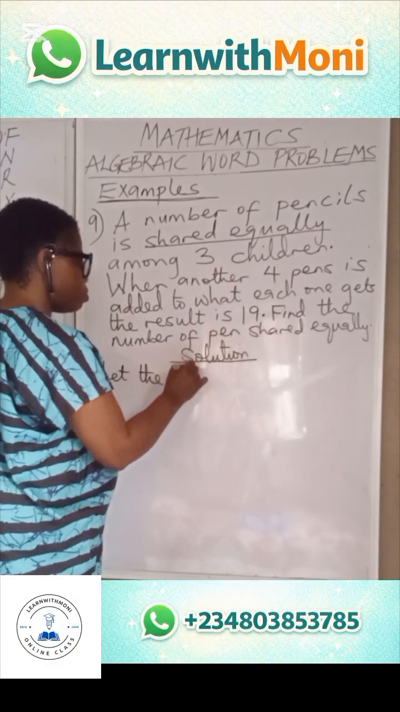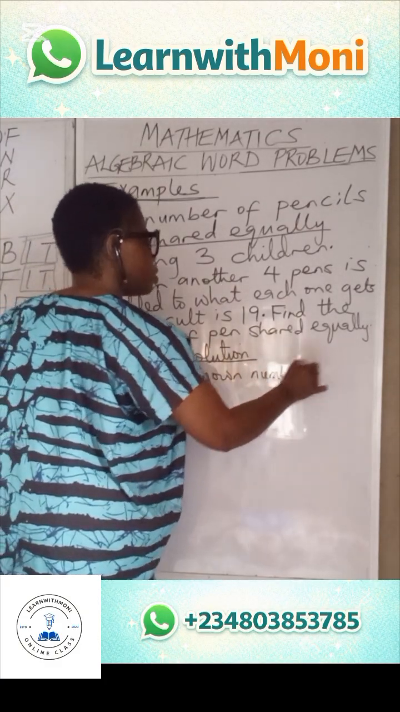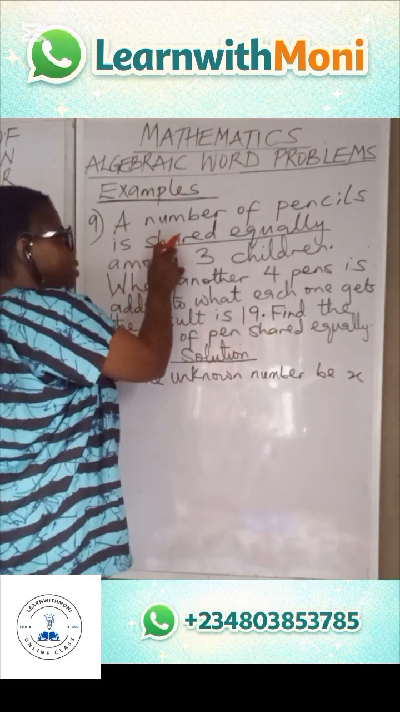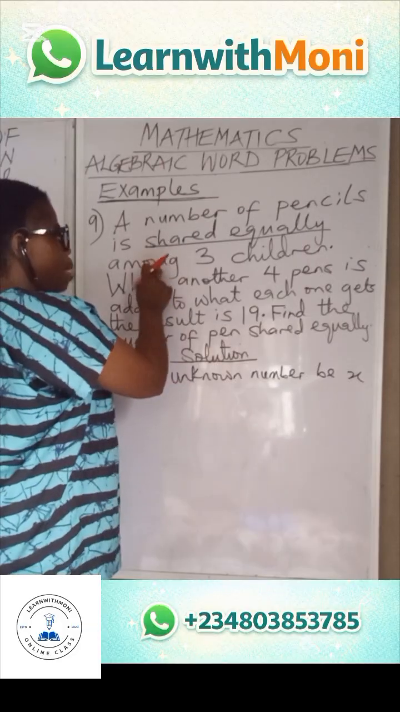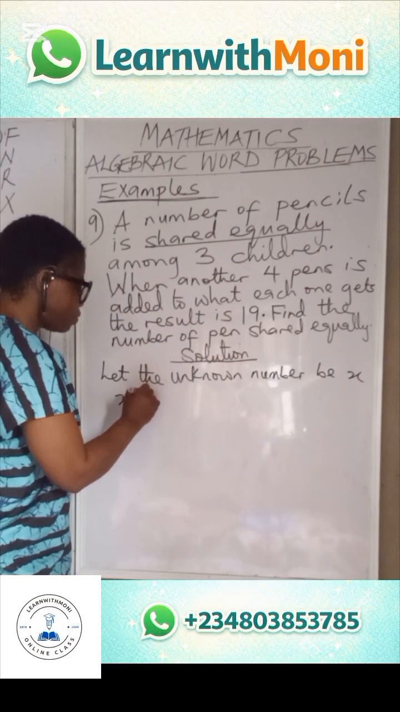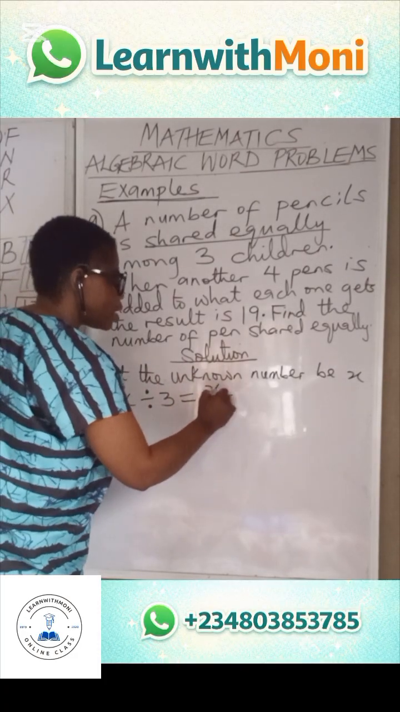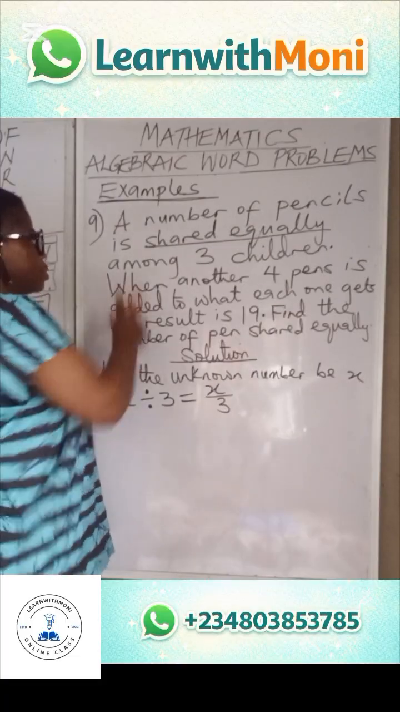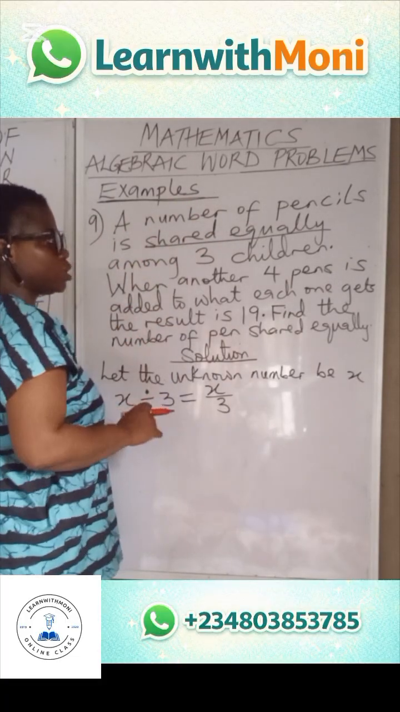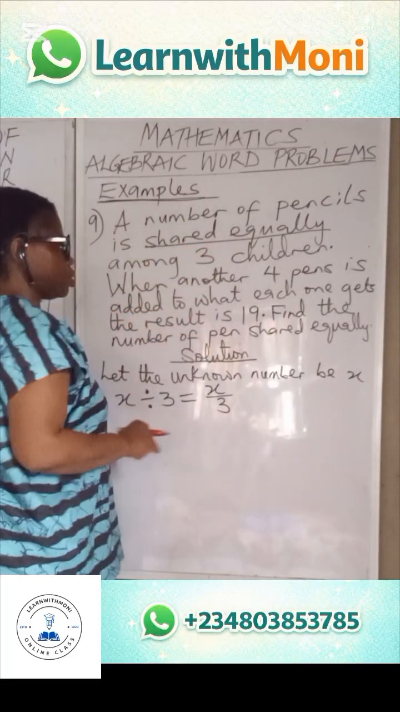Let the unknown number be x. So that means x divided equally among 3 children. Let us interpret it again. x divided by 3, which is the same thing as x over 3. Now, x is divided equally among 3 children, or x is shared equally among 3 children.